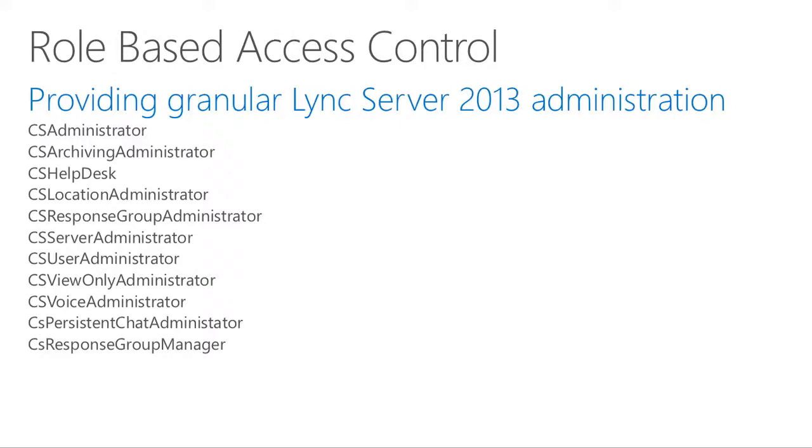We can lock it down to particular sites and regions. So if there are administrative boundaries within your organization and you say, I've got administrators in North America, so I only want them to administer the Lync equipment in North America. Same in Europe. We can do that with scoping some of the RBAC settings with Lync.